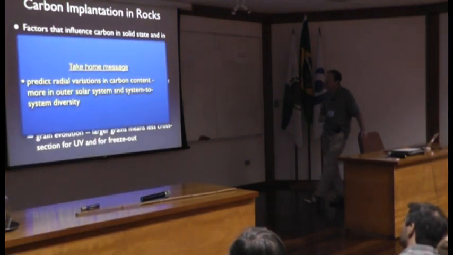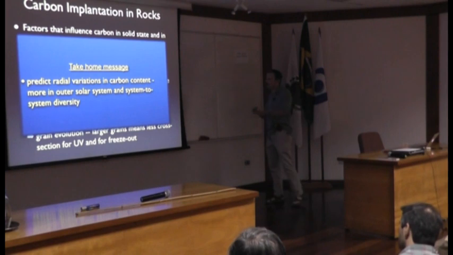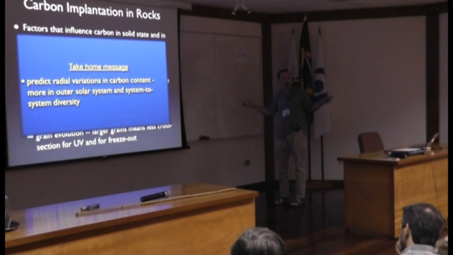So what does this mean? This all suggests, since it's radiation driven, whatever's messing with the carbon, it's going to be more active in the inner solar system than it is in the outer. That's clear. All right?